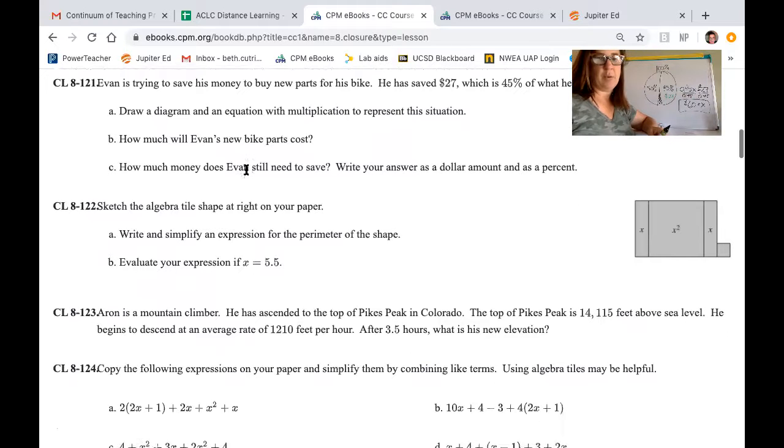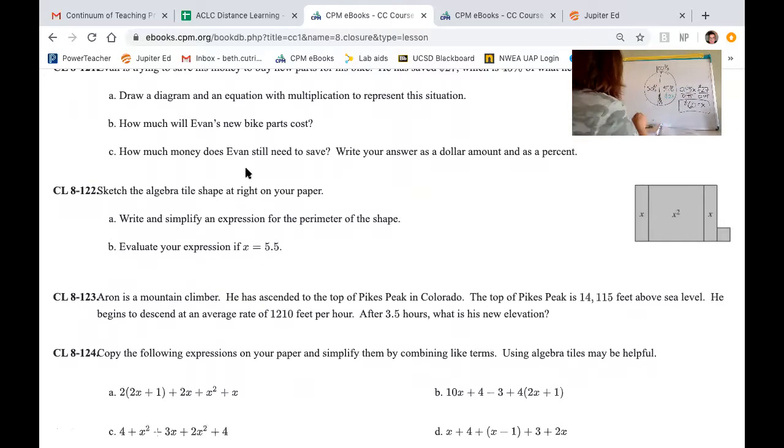Sketch the algebra tile shape at right on your paper. I like the algebra tiles. Sometimes, not really. It's okay, we can admit it. So here we have x. This length is x, this length is 1, just to refresh your memory. Then we have x squared, and we have another x. These lengths are variables, it can be any number, but all the x's are the same number. And then a little guy right here, another x, and this is just 1. This is the unit square 1.